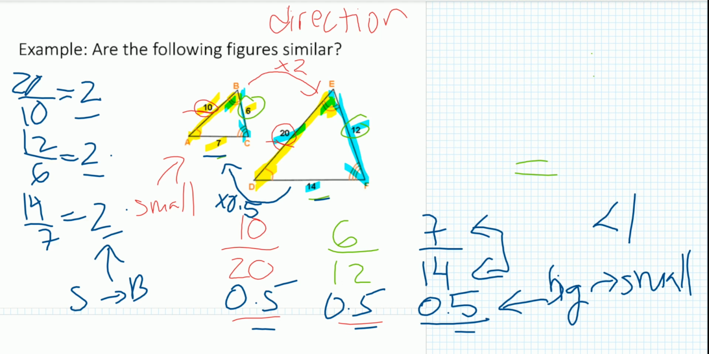So let me make some space here. And are the following figures similar? It's yes, because of the scale factors. You can decide to choose whichever one. And then the last thing I'm going to go ahead and do is write the similarity notation.